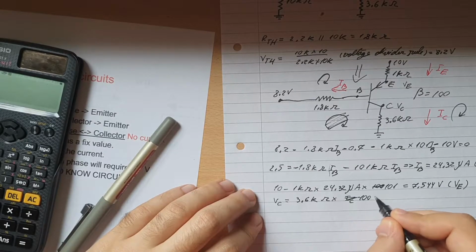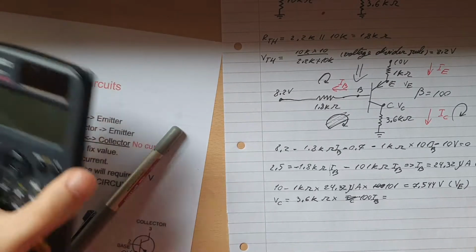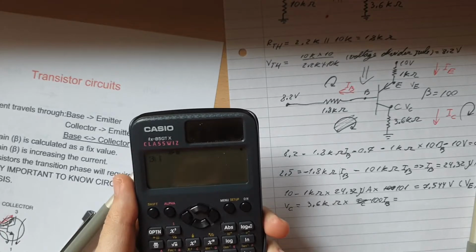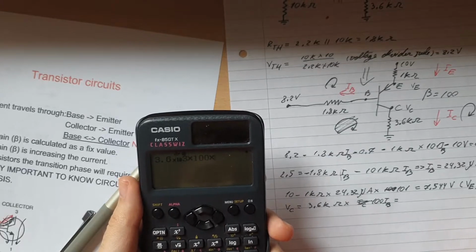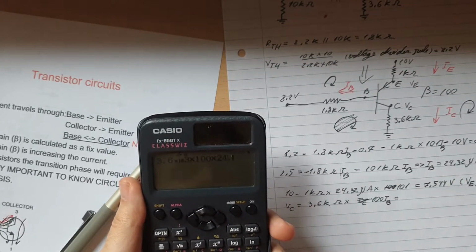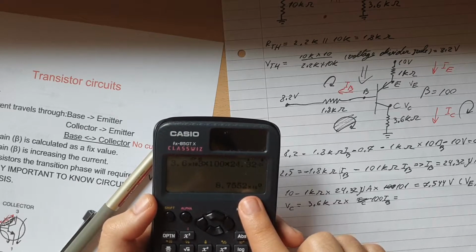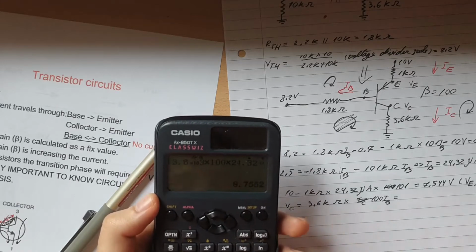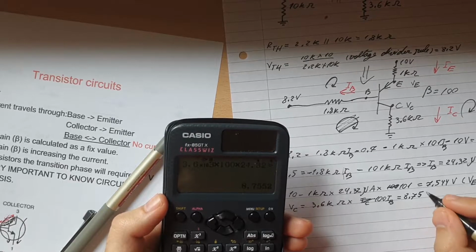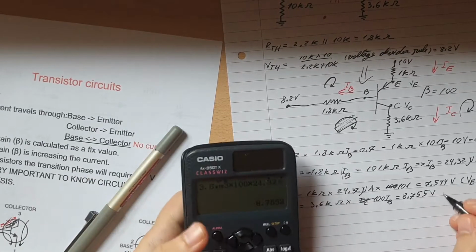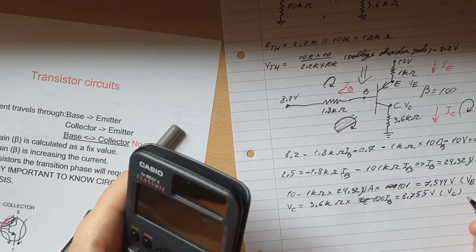Now let's say that's 100 IB, and that's equal to 3.6 times 10 to the 3 multiplied by 100 times 24.32 times 10 to the minus 6. Okay, and that's equal to 8.755. So let's say 8.755 volts. So this will be VC.